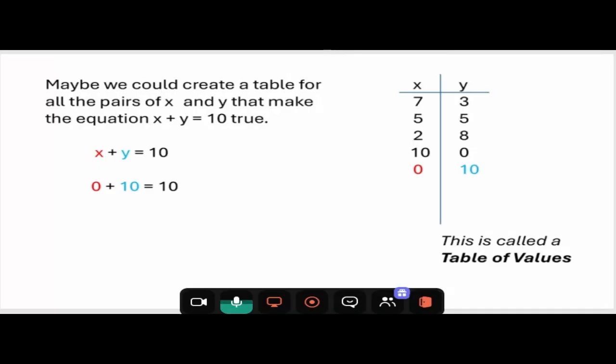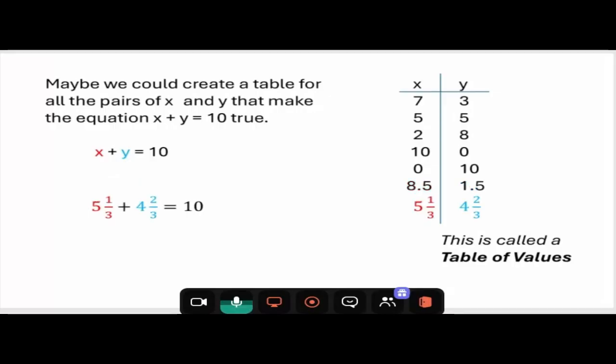Here's what I was going to say earlier. Who says they have to be whole numbers? How about 8.5 and 1.5? If x is 8.5 and y is 1.5, they add up to 10. That is a pair, a value for x and y that makes the equation true. How about fractions? I think I do next. Yep, 5 and a third plus 4 and 2/3. Add those together and you will get 10. So that is another x y pair that makes the equation true.